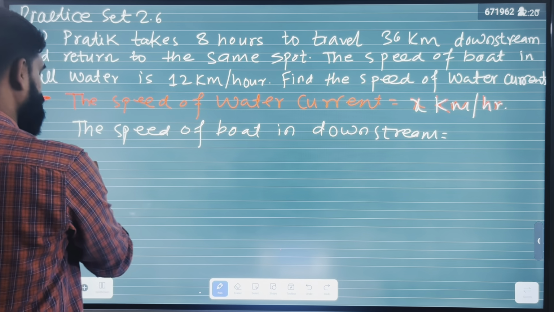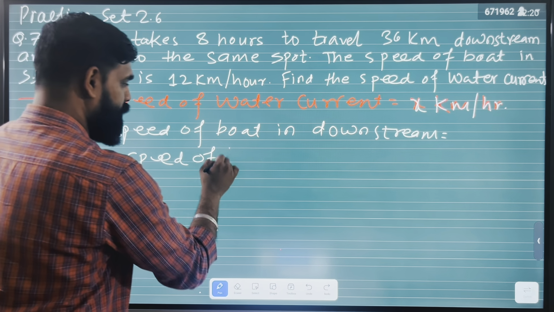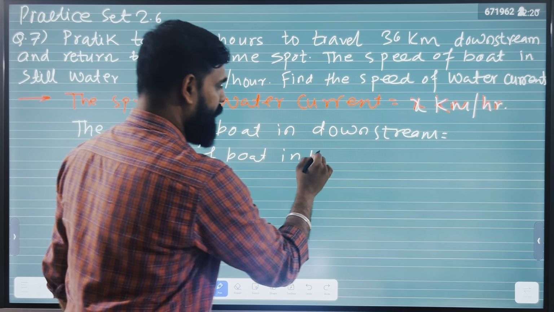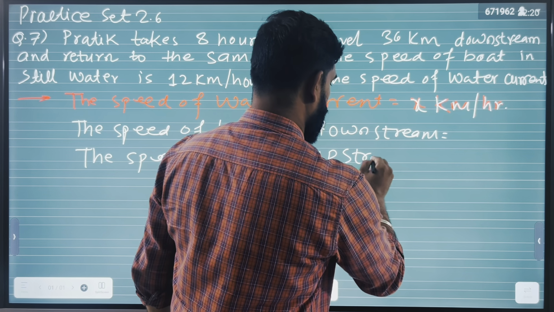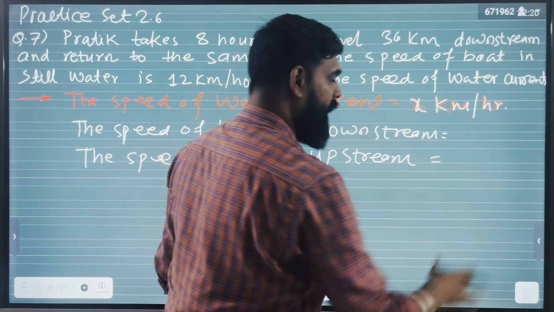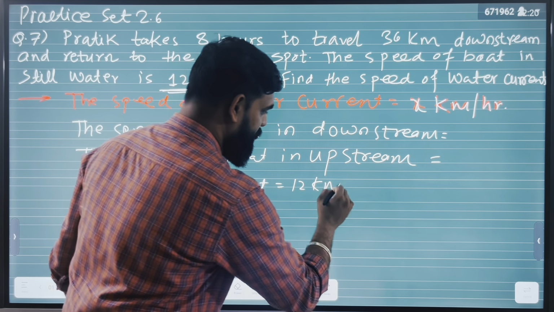and we have to also assume the speed of boat in upstream. So we have two conditions, downstream and upstream. So we have to make one equation for this. Before that, they have given us the speed of the boat. Speed of the boat is 12 kilometer per hour.